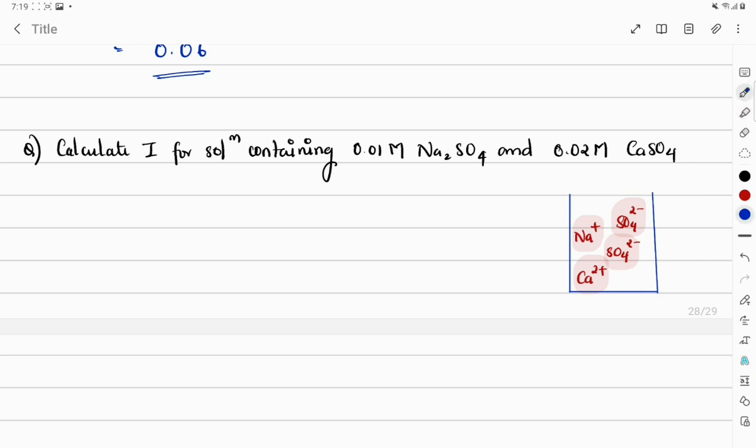So first step, again, writing the ionization for the first species here, that is Na2SO4. What will it form? There are two Nas, so 2 Na plus plus sulfate, SO4 2 minus. The concentration of Na2SO4 is 0.01. So the concentration for Na plus will be twice of that, 0.02. For SO4 2 minus, the same concentration. The charge on this is plus 1 and this is 2 minus.